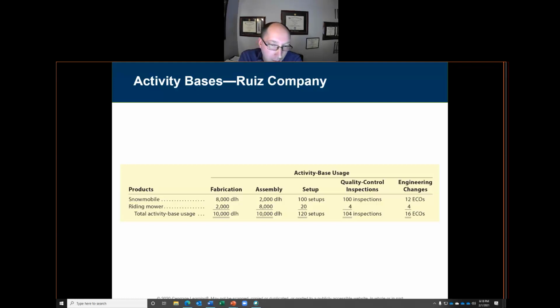We said that we will have to complete 100 setups for the snowmobiles and 20 setups for the riding lawnmowers for a total of 120 setups. We also said we're going to complete 100 quality control inspections for the snowmobile line and 4 quality control inspections for the riding lawnmowers for a total of 104 inspections. And engineering changes, we said we're going to do 12 engineering changes for the snowmobile throughout the year and 4 for the riding lawnmower to give us a total of 16 total engineering changes for the year.